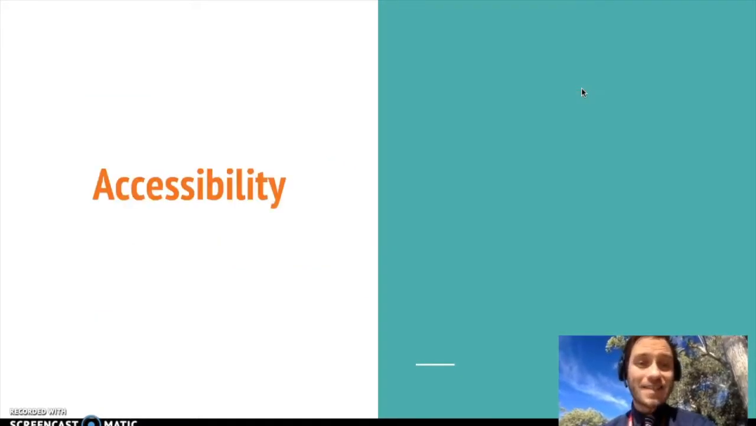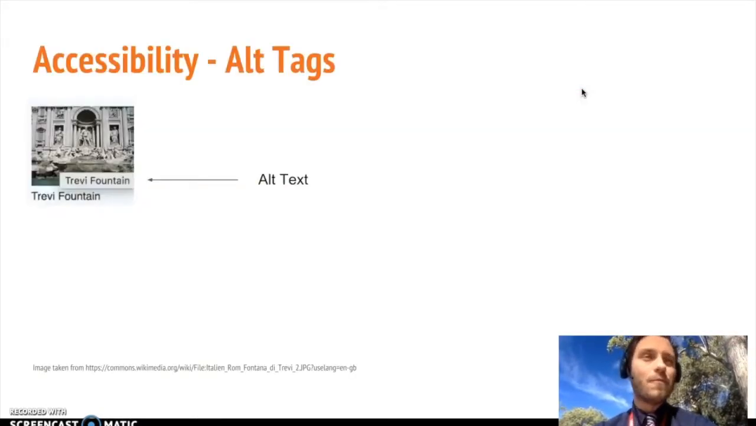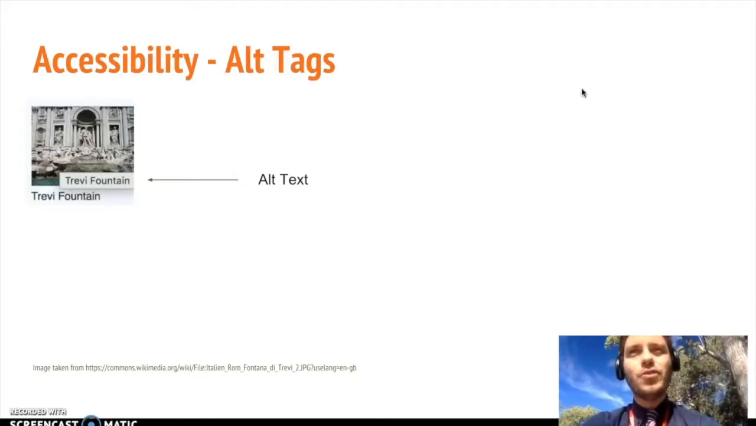So the first one we're looking at is accessibility. And accessibility has a number of things. When we think about accessibility, we think about making our website accessible to disabled people or able to be used by disabled people, but it's basically making it usable by a range of audiences, not just disabled people.